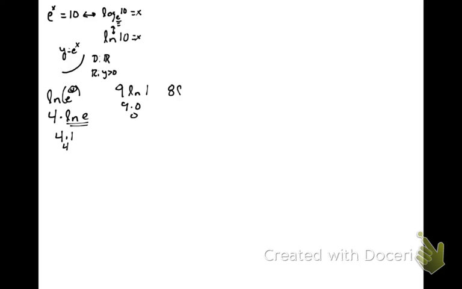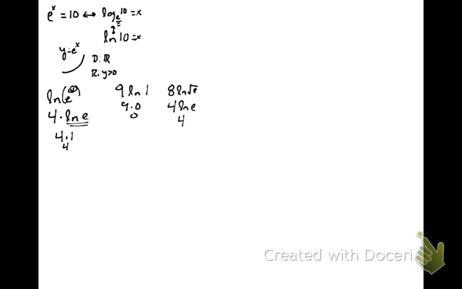8 times the natural log of the square root of e. Well, I know that the square root of e is the same as e to the 1/2. If I drop the 1/2 down, this is 4 times the natural log of e. The natural log of e is just 1, so this is 4. Right, there's all sorts of different things to think about.